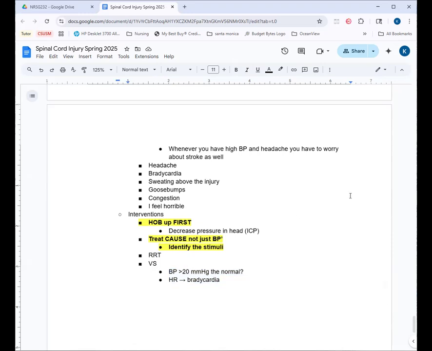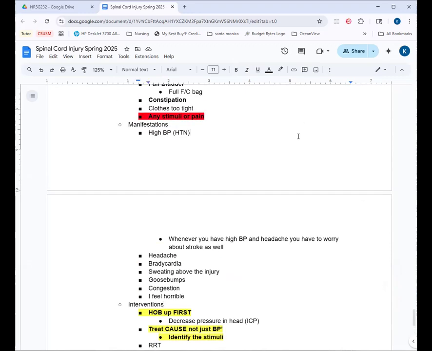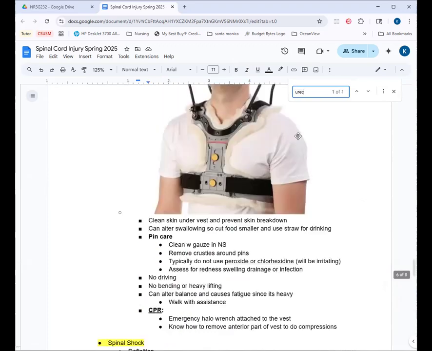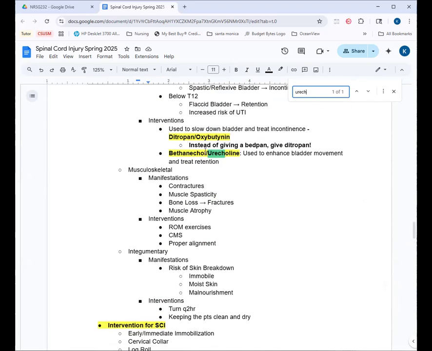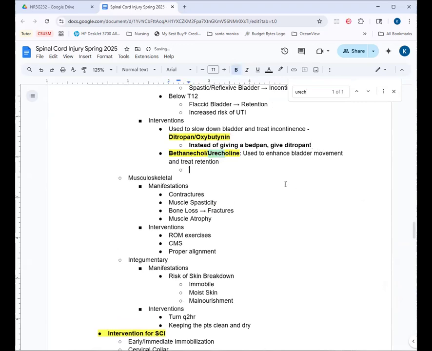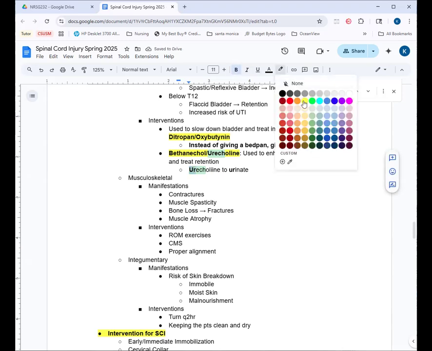What was the saying you had for the Urecholine? Oh yeah. Hold on, Urecholine. There it is. Yeah, so I put this one here. It was Urecholine if you need to urinate. Urinate. Urecholine, urinate. Urecholine to your innate. I thought that was a good way to remember that too.